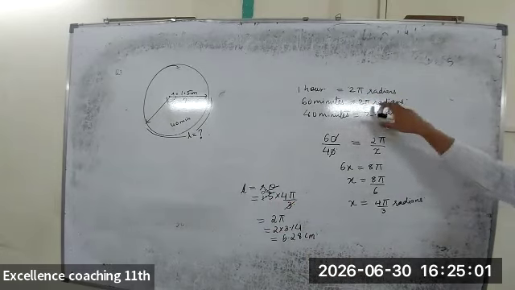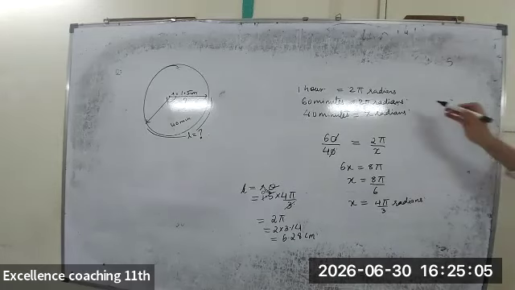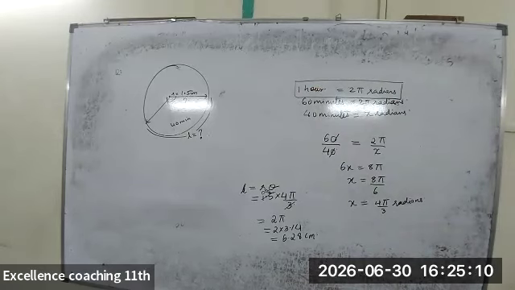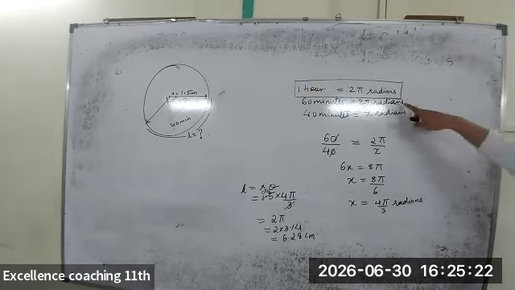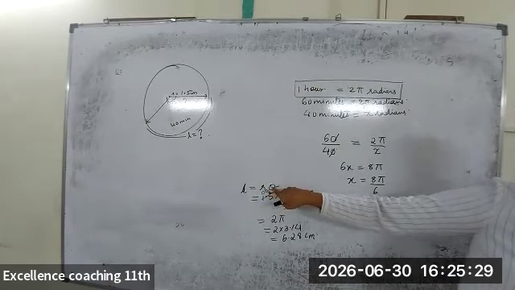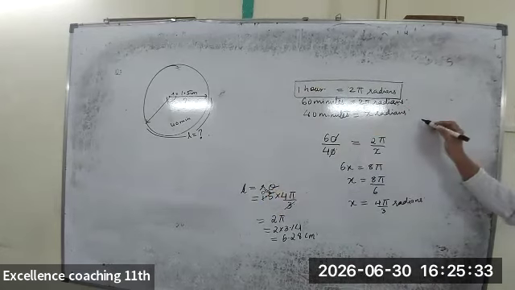60 minutes should be equal to 2 pi, 40 minutes should be x. Remember this: one hour is always 2 pi radians, with the hour hand we consider. Convert what? This is radians only, no? Directly I took in terms of radians. Here we have to substitute; this has to be in terms of radians. Understood?